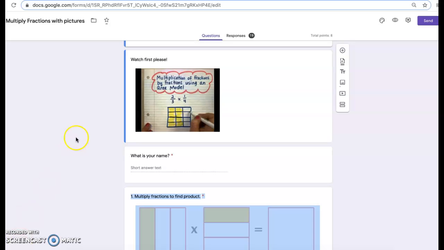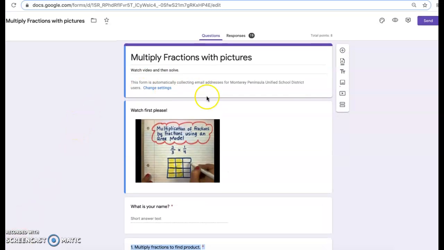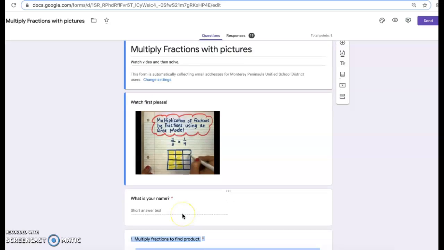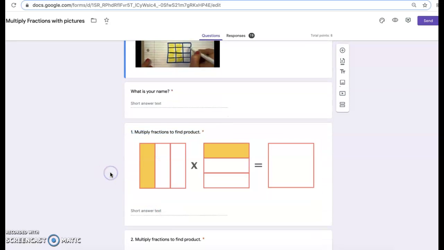So, when you click on Friday's Math, you're going to type your name in right here. Let's look at the first problem.